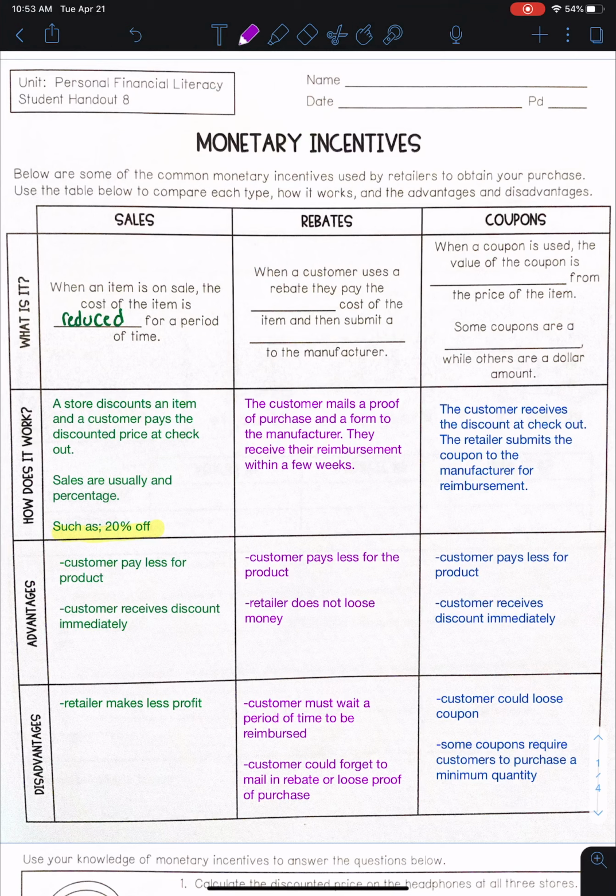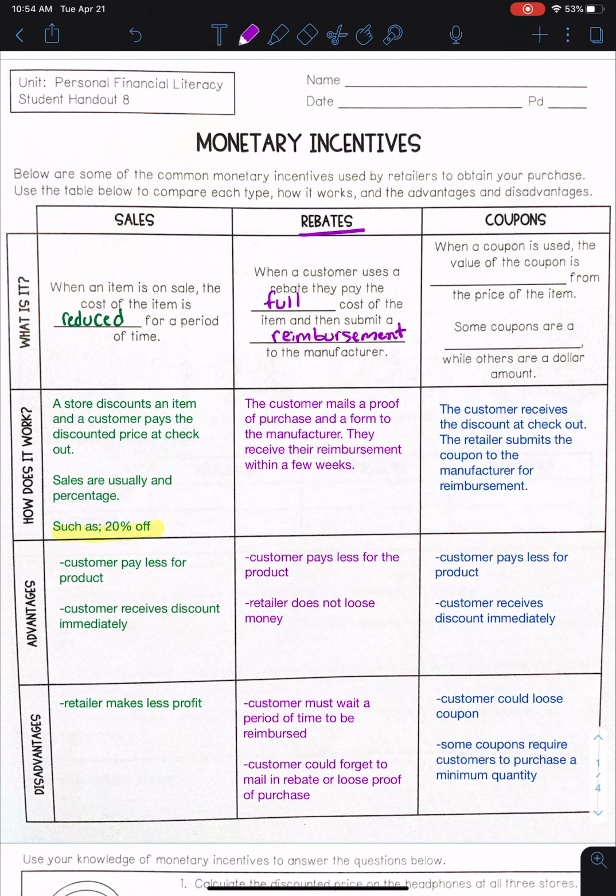And the next one we're going to talk about is rebates. So rebates, when a customer uses a rebate, they pay the full cost of the item and then submit a reimbursement to the manufacturer, to whoever makes the product. So usually they mail it in. So how it works is the customer mails a proof of purchase and a form to the manufacturer, and then they receive the reimbursement within a few weeks.